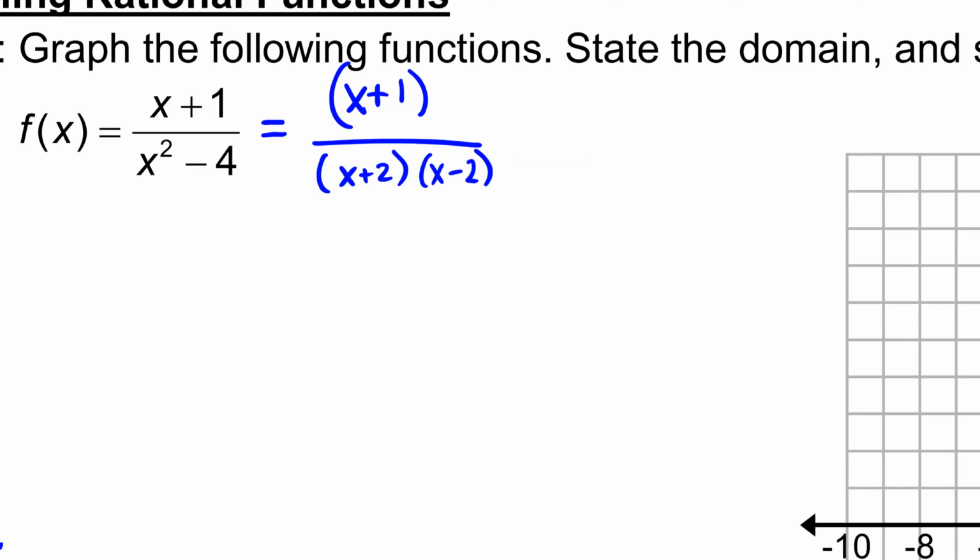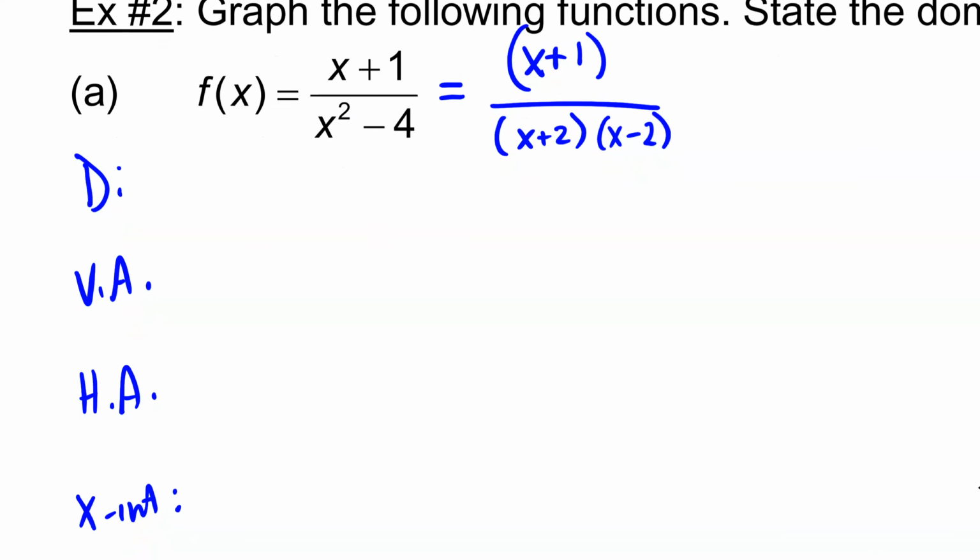Nothing cancels. So let's talk about the domain. How do you find the domain of a rational function? Chapter 1, how do you find domain? Yeah, set the denominator equal to 0. Well, I factored it. It makes finding it really easy. That means you set each of these equal to 0: x cannot equal negative 2, and x cannot equal 2. Because if x equals 2, the bottom goes to 0, and our whole function is undefined.